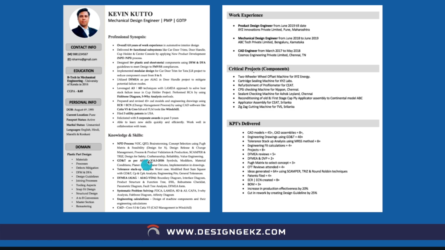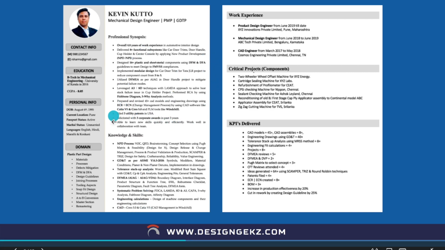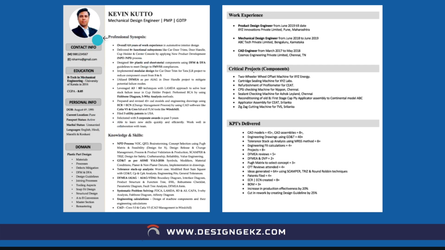The sixth element is mentioning the key domain and the key skills. This is the knowledge and skills which you have gained through your past experiences and your learnings. As I mentioned earlier, these keywords will be used by recruiters to search your resume in job portals or application tracking systems. If your resume misses these keywords, then your resume may not pop up on the first page when recruiters search for them. As you see here, I have mentioned NPD process, GD&T, tolerance stack up, DFMEA, systematic problem solving, CAD skills, and all this critical information on the first page. So if you look at my first page itself, it provides almost all the information which is required for a recruiter in order to shortlist my resume.